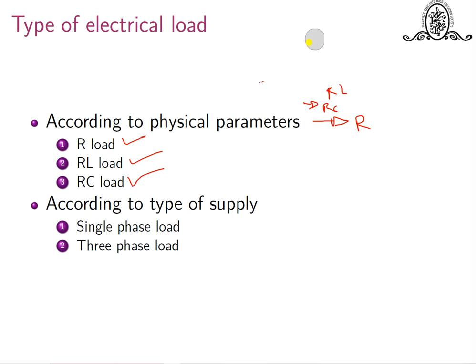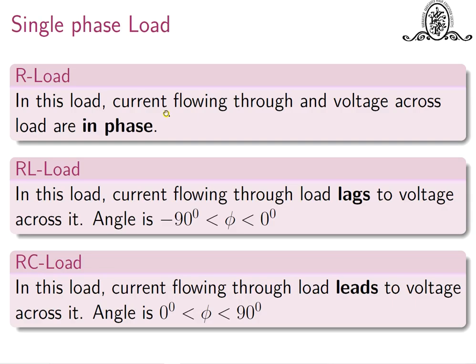According to the supply, we have two types of supply: one is called the single-phase AC supply, and the other is the three-phase supply. So according to supply, the loads are single-phase load and three-phase load. The single-phase load we already studied in the single-phase AC circuit. Now let's see what a single-phase load is first.